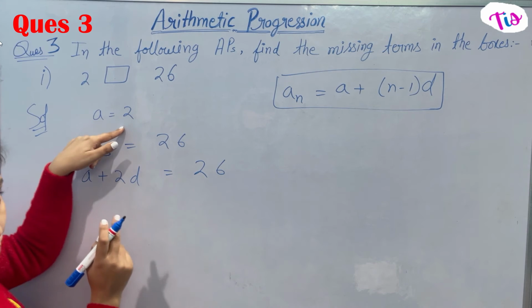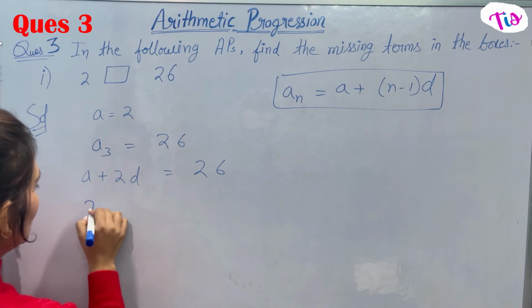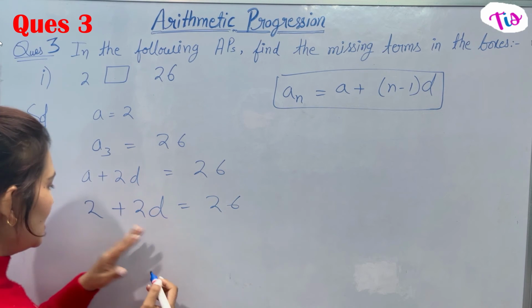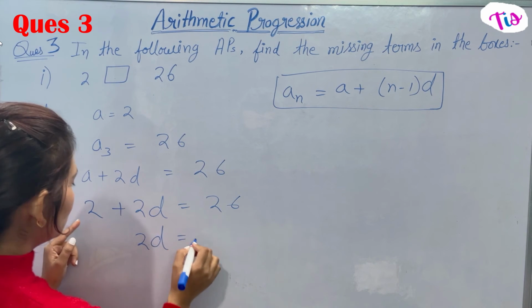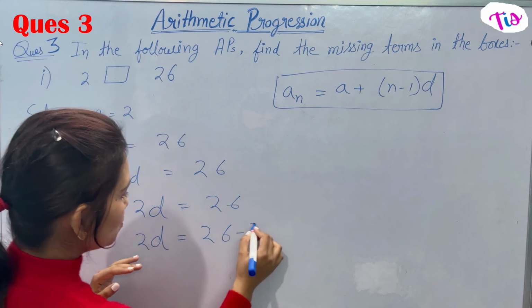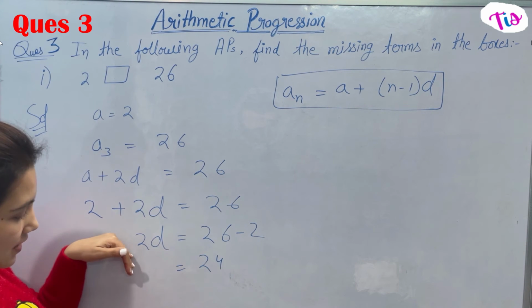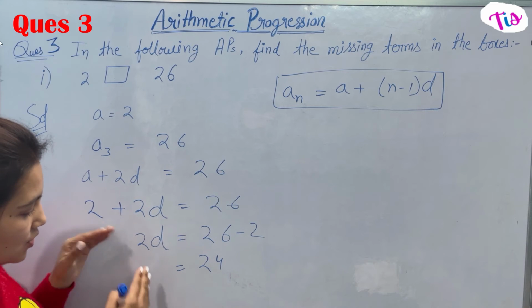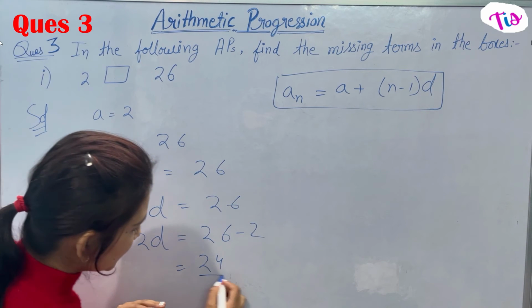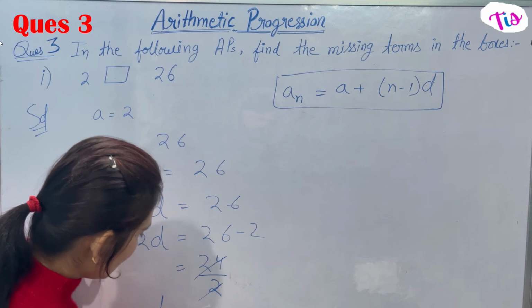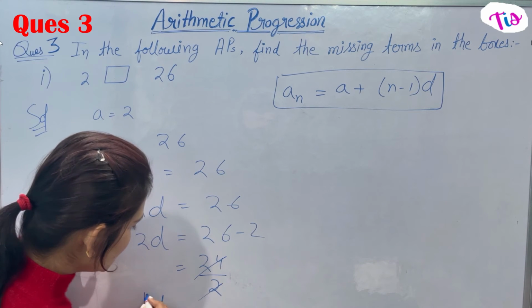So A we already know, the first term we already have, 2. So 2 plus 2d is equal to 26. Solve it for d. 2d is equal to 26 minus 2, and 26 minus 2 is 24. The 2 on the left hand side with d will go down in division. So 24 divided by 2 is 12. So d is 12. So the common difference of this AP is 12.